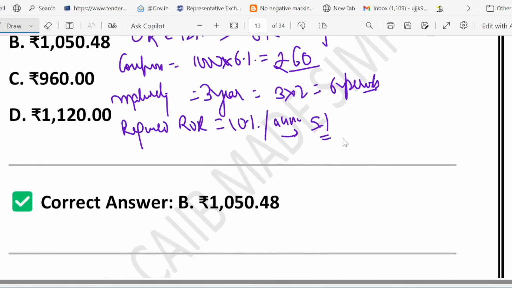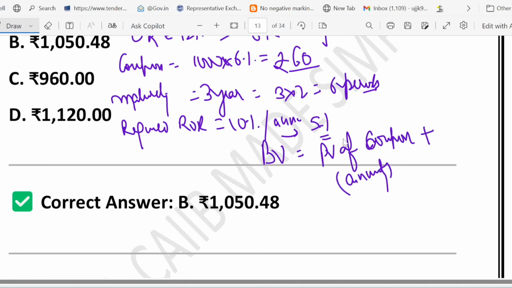So bond value can be categorized into 2 parts. First of all, you calculate the present value of all coupon payments. That is called an annuity. So in that case, you apply the annuity formula to calculate the present value of all the coupon payments. And then you calculate the present value of the final principal amount. That is called lump sum.